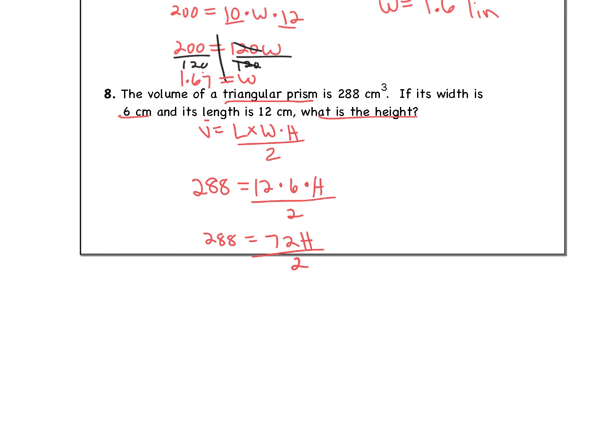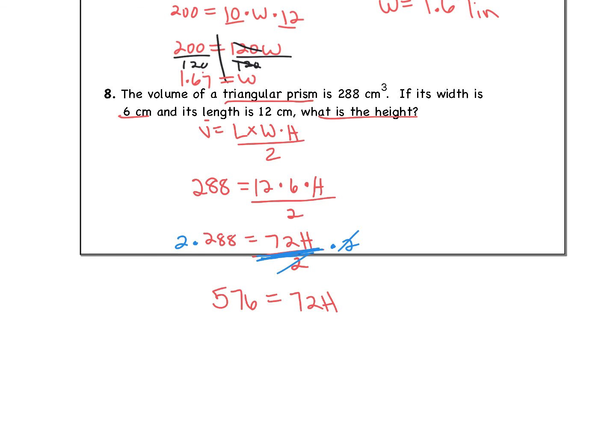All right. Now here's the only tricky part. Whenever I have a divided by, like a divided by 2, I want to undo that first. So in order to get rid of divided by 2, I'm just going to simply multiply by 2, because that will cancel out. Anything divided by 2 times 2 cancels it out there. So if I multiply by 2 on the right side, I multiply by 2 on the left side. So 288 times 2 is going to give me 576, and that's going to equal 72h.